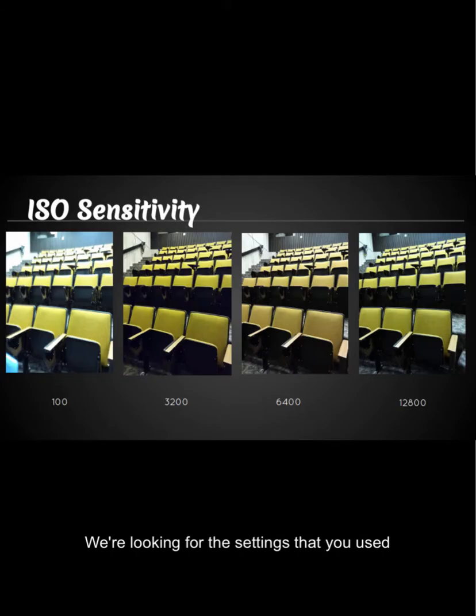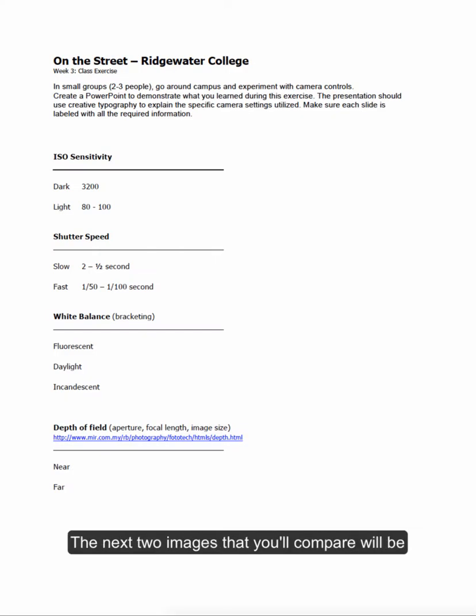We're looking for the settings that you used while you took that photo. If your camera does not store that metadata with your photo, you will have to document as you take the picture. Now, if some of you have access to Adobe Bridge, Adobe Bridge will allow you to look at that metadata. The next two images that you'll compare will be working with shutter speed.